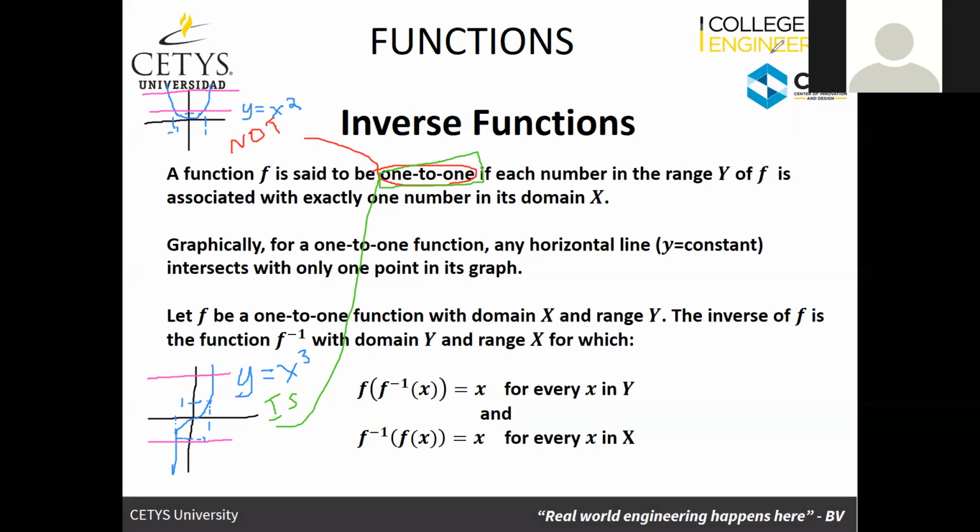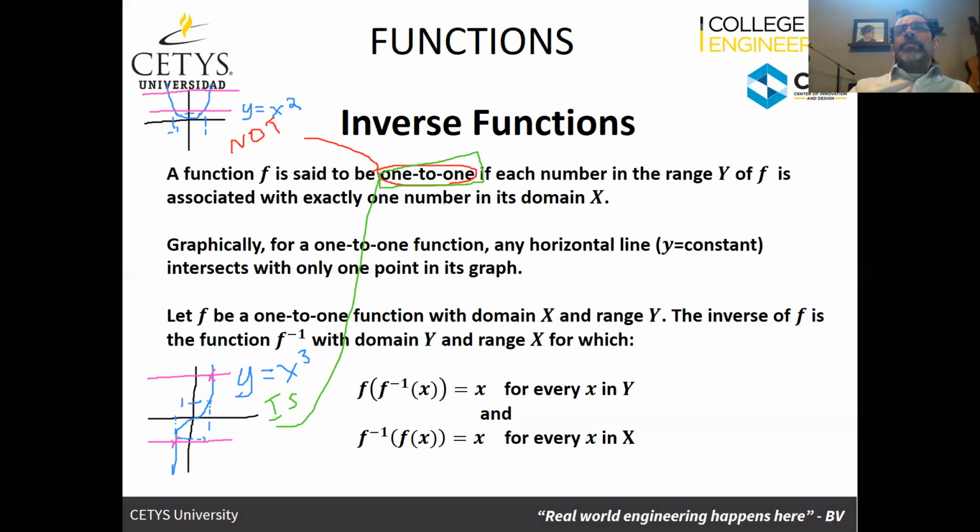What do you see there? That it only crosses one time. Correct, Andrea. In the second one. So for a one-to-one function, when I do the horizontal line test, the function only crosses in one point. That's another way of verifying if a function is one-to-one.